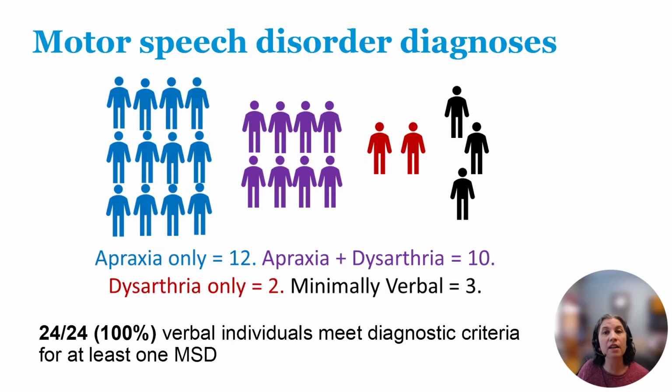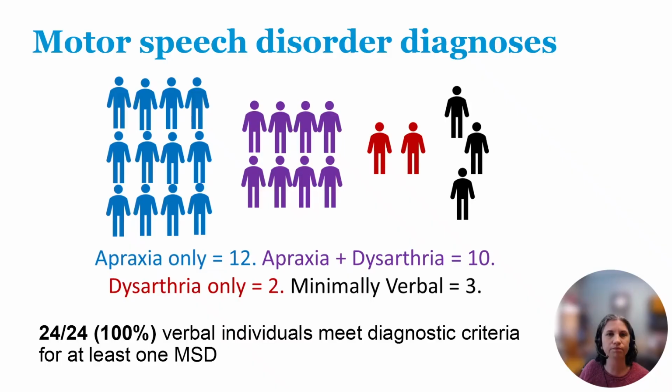The most striking finding was that all the verbal children we tested met diagnostic criteria for at least one motor speech disorder. So 12 had apraxia, 2 had dysarthria, and 10 actually met diagnostic criteria for both apraxia and dysarthria. The universal nature of motor speech impairment among children with MED13L is really quite unexpected given the rarity of pediatric motor speech disorders in general. So if you remember earlier, these occur in approximately 1 in 1,000 children in the general population. So the prevalence of it among kids with MED13L really shows that motor speech impairment is a core feature of MED13L syndrome.